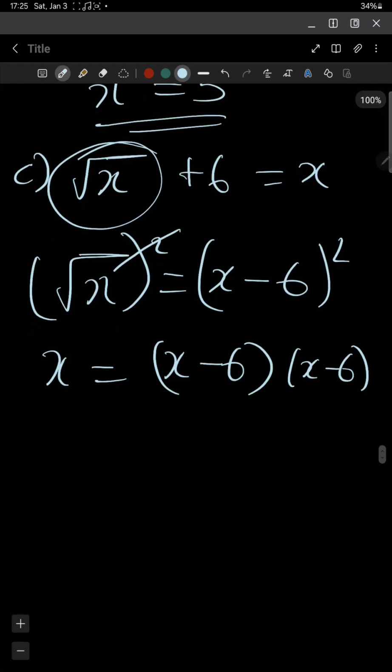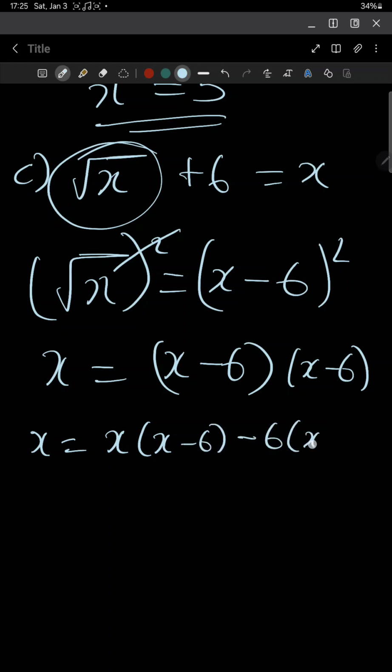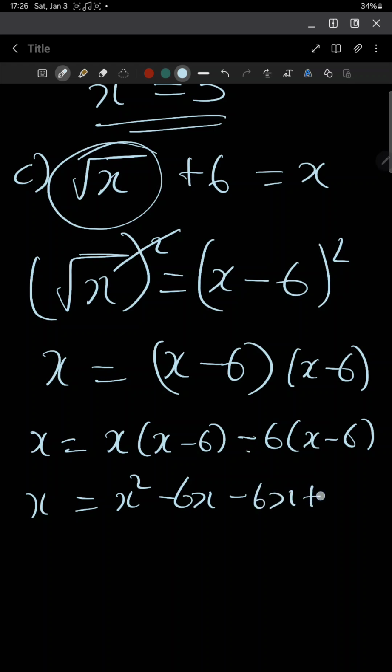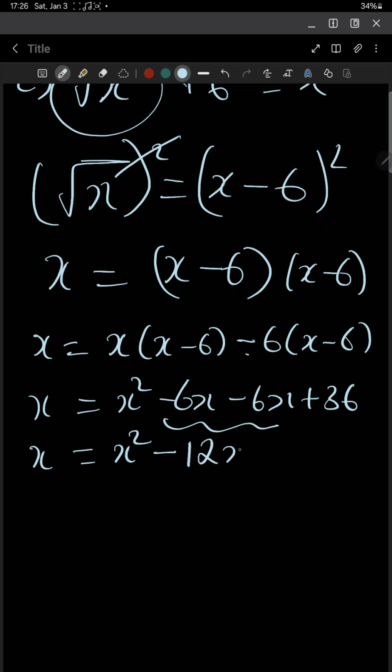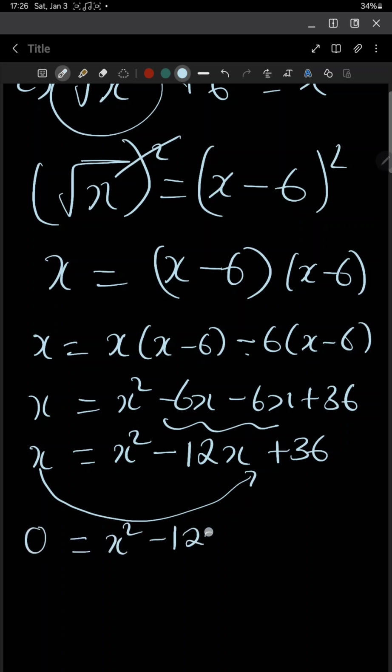When you reach there, you need to simplify. So it will be x equal to x, open bracket, x minus 6, minus 6, open bracket, x minus 6. After that, x times x is x squared, minus 6x, minus 6x, and negative times negative is positive 36. Put the like terms together: this gives minus 12x plus 36. This can come to this side, so we remain with 0 is equal to x squared minus 12x minus x plus 36.